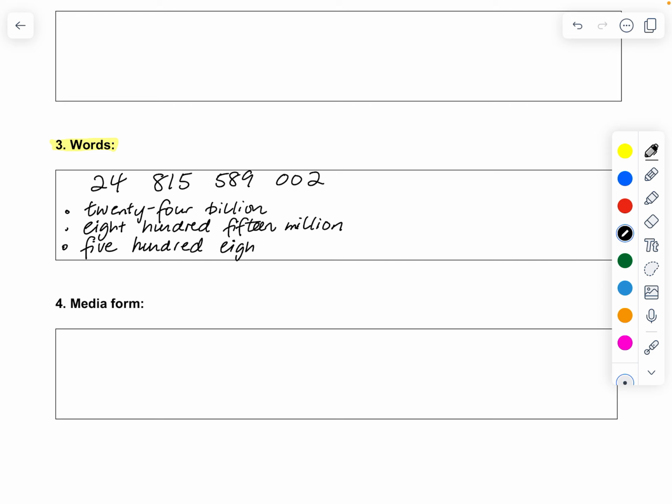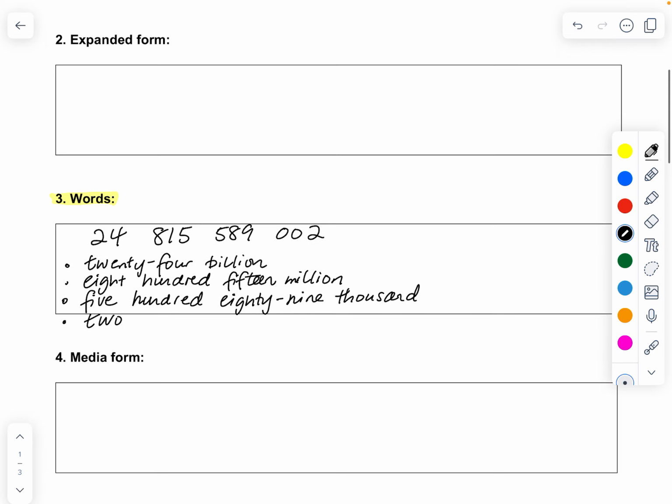589,000. Spelling doesn't count either, but try your best to get it as accurate as possible. And then finally 2, being in the units period. You don't say 2 units, we would just say 2. So that's how we would break it down in words, again, listing it out line by line according to periods.